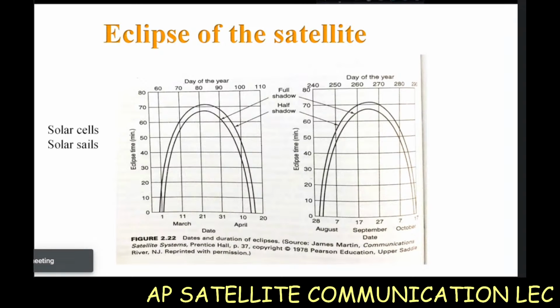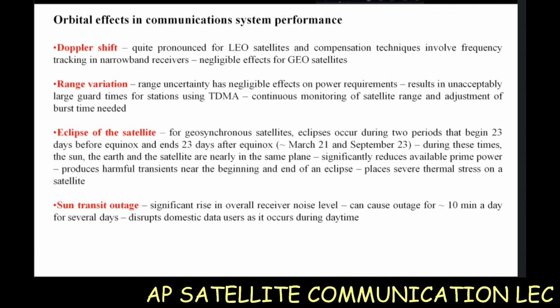So the harmful result that we often find in case of this eclipse of the satellite is that this produces harmful transients near the beginning and the end of an eclipse, because as we can understand, the outer surface of a satellite is receiving close to about 1400 watts of power from the sun per square meter. It's a huge amount of power. 1.4 kilowatt per square meter of solar radiation is incident. So that heats up the outer surface of the satellite to a great extent. And when it passes into the shadow of the earth, there is a huge temperature fall.